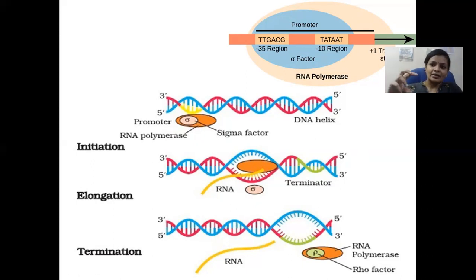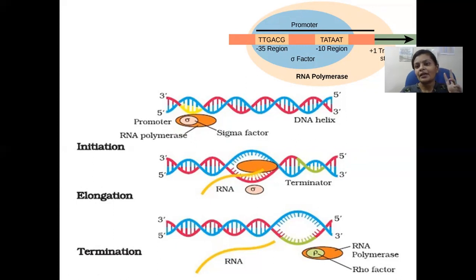And the mRNA is being synthesized by the RNA polymerase, which you can see as a yellow strand here. And then termination happens. When you take bacterial transcription, termination happens in two ways. One is called rho dependent and the other is called rho independent transcription.